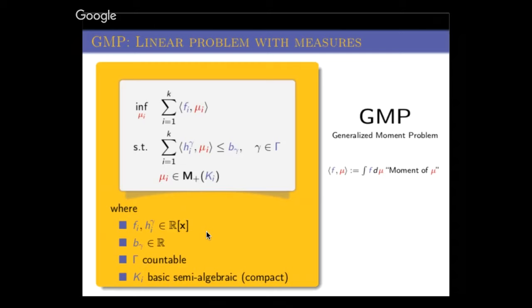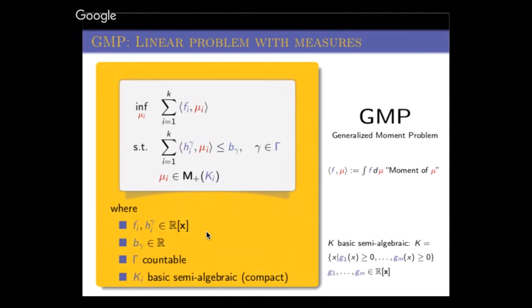And the major change to LP is that now your variables are measures. So finite, positive Borel measures, which are supported on some basic semi-algebraic sets. Basic semi-algebraic sets are sets that are defined by polynomial inequalities. You know them from sums of squares. So you have measure variables, and then of course your linear function of the measure becomes something different.